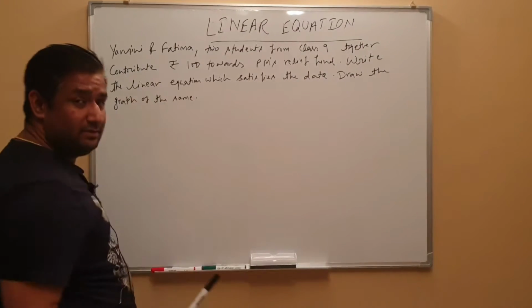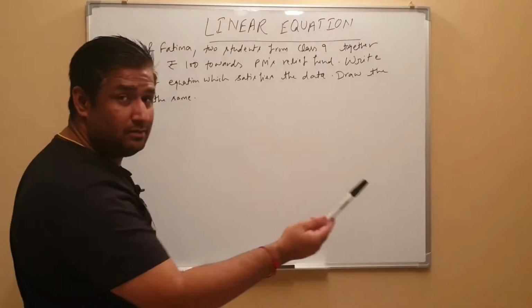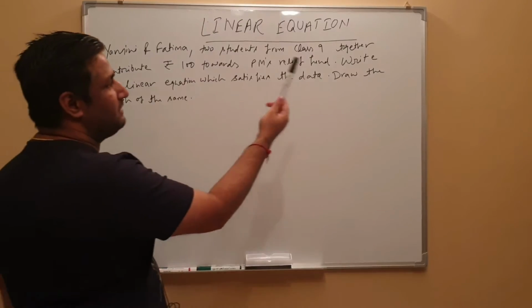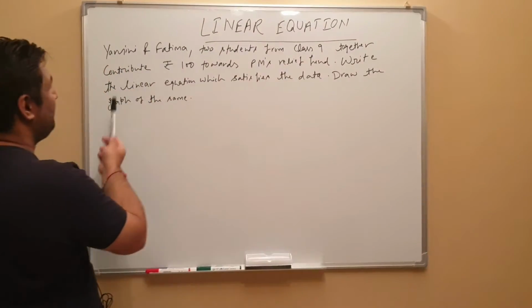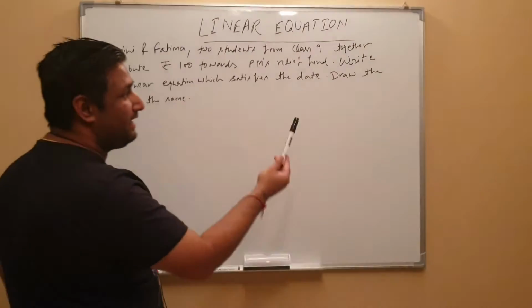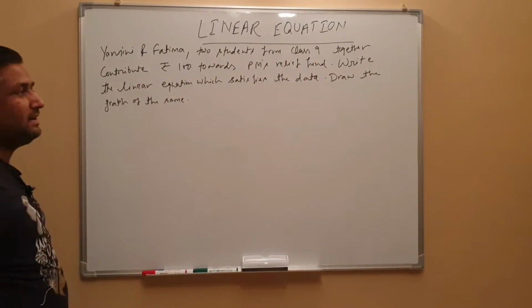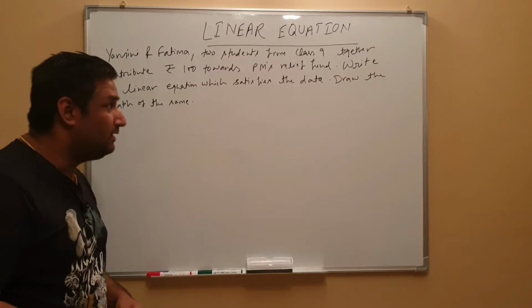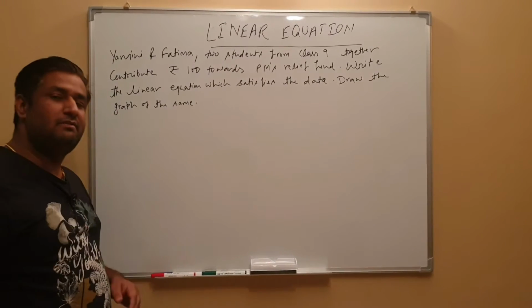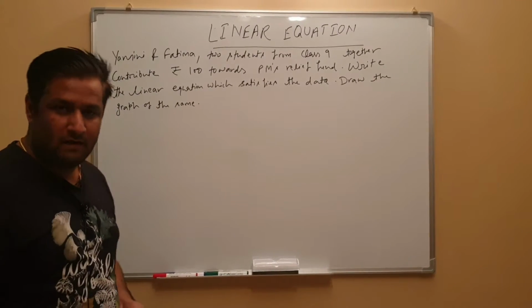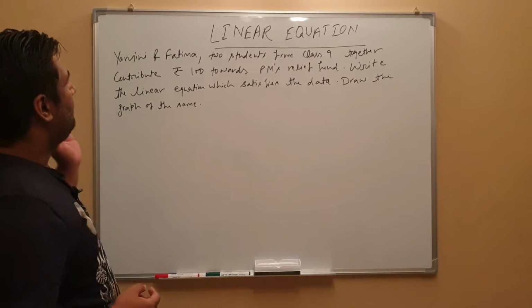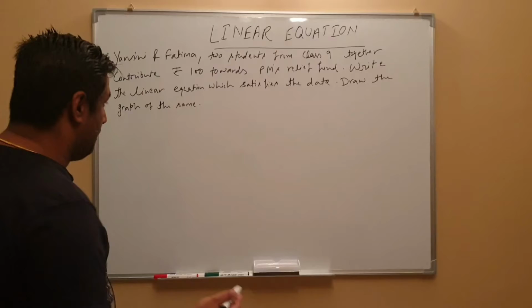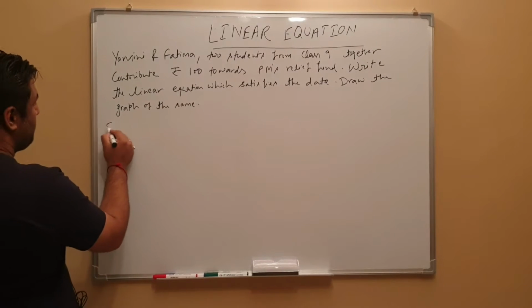Yamini and Fatima, two students of class 9th, together contribute ₹100 towards the Prime Minister's Relief Fund. We have to write a linear equation which satisfies this data and draw a graph for the same. So we have to identify the linear equation for the given data and then eventually form a graph out of it. First we'll find the linear equation. Now how do we find the linear equation?